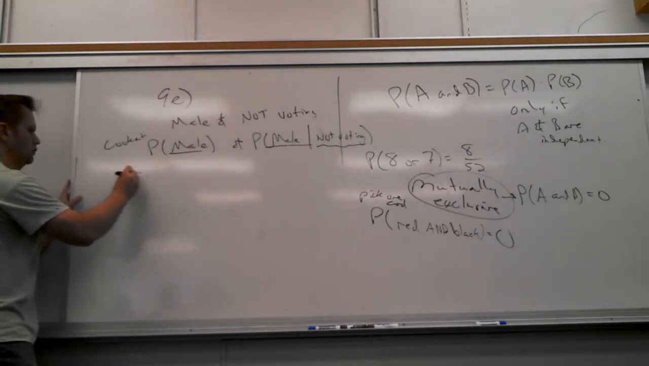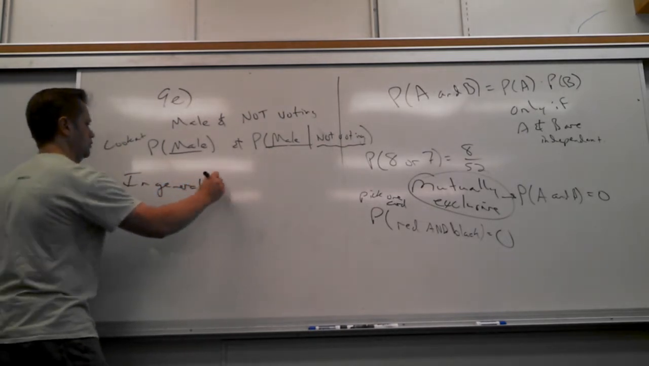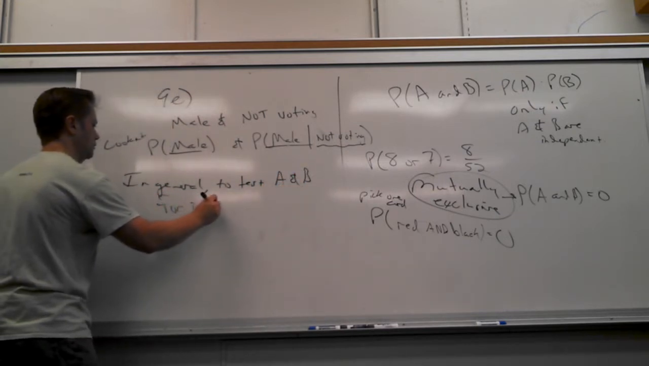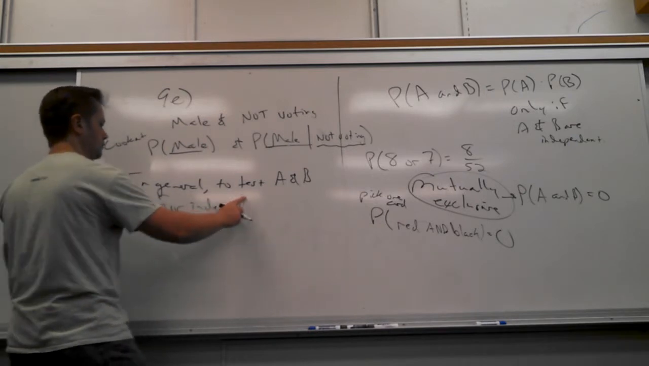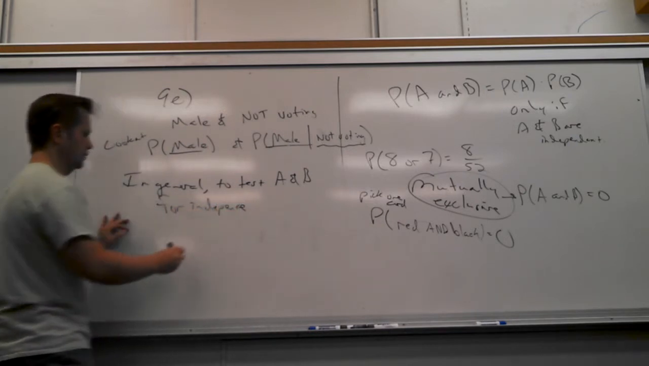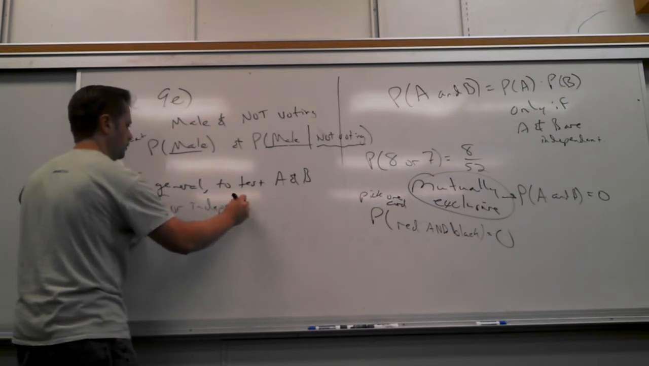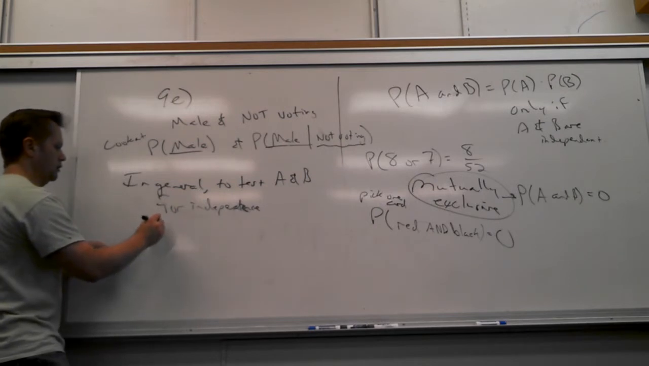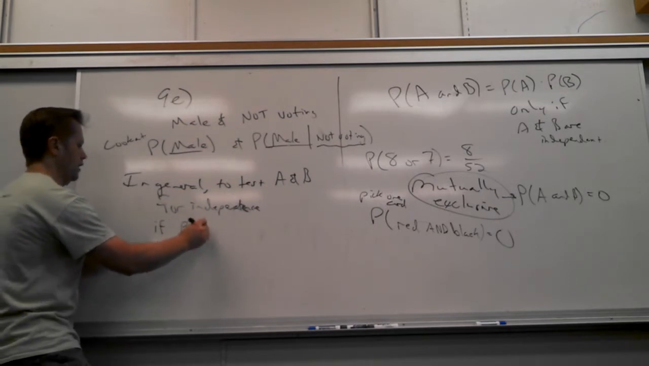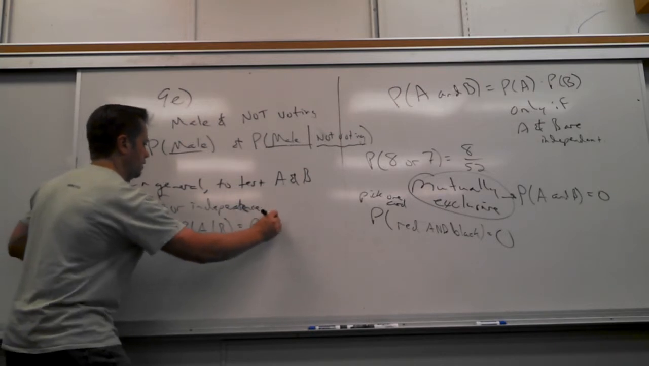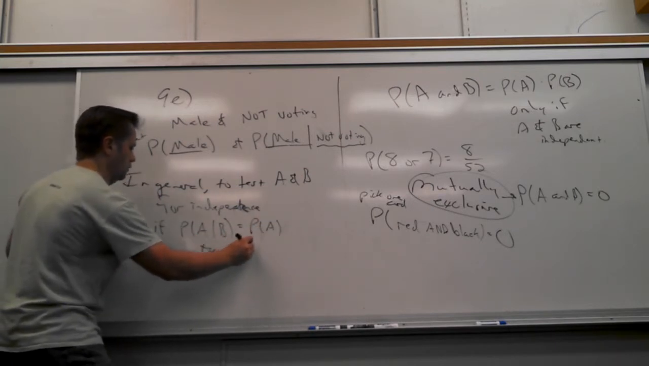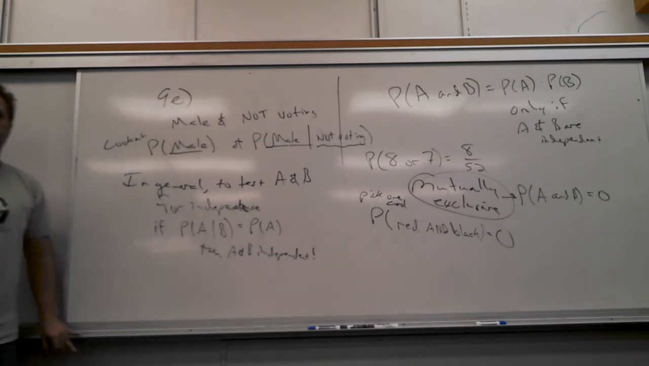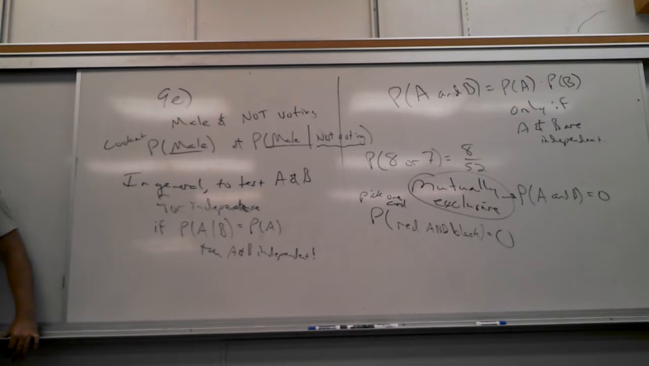So here's the rule, in general, to test A and B for independence. In general, to test A and B for independence, if the probability of A given B equals the probability of A, then A and B are independent. If not, then they are dependent.